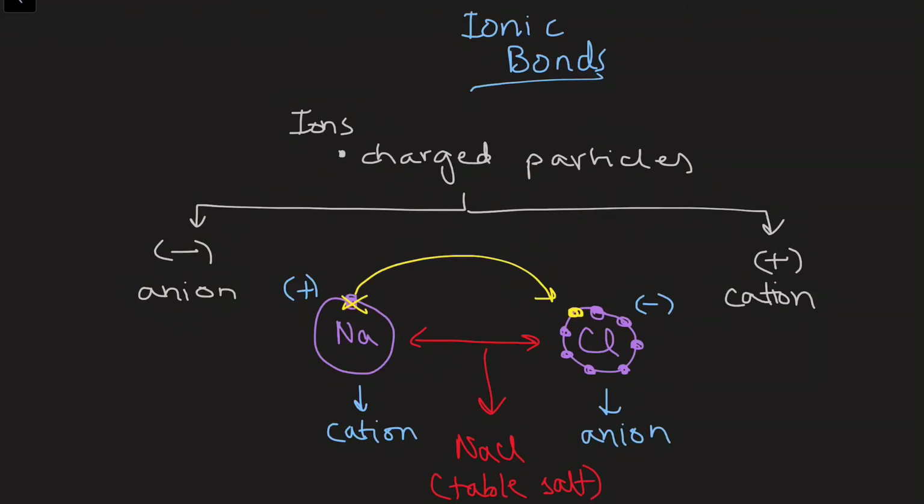Ions don't necessarily have to be charged atoms. They can be charged molecules, like ammonium, which is NH4+, or hydroxide, which is OH-, or sulfate, which is SO42-.